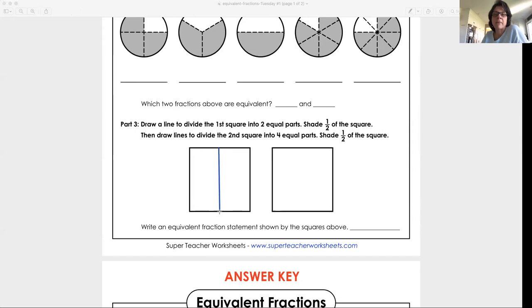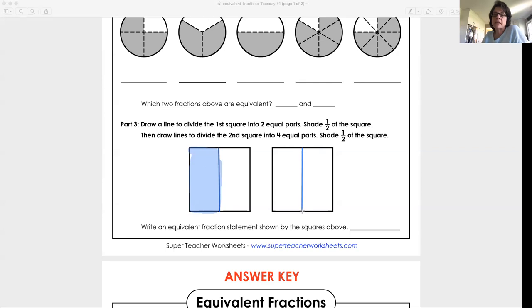Try the best to make them equal parts. All right, and then I have to shade half of it. So I'm going to get my shading tool here. And I'm going to shade half of this. So I have 1/2 shaded here. Okay, now it says draw lines to divide the second square into 4 equal parts.